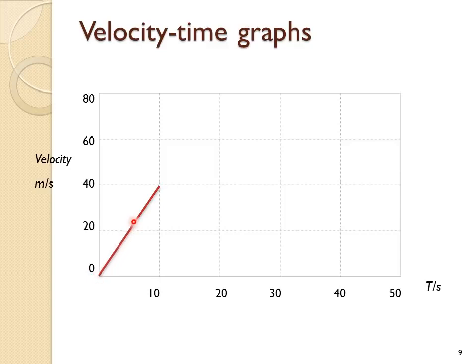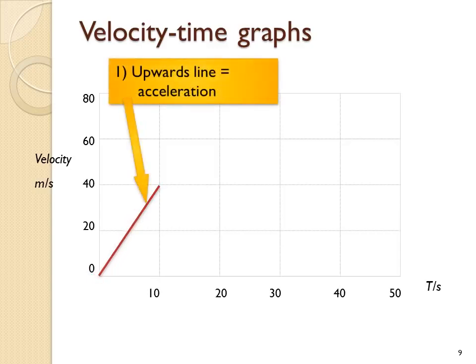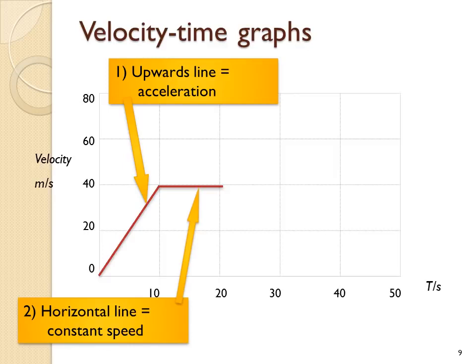In other words, this represents acceleration. A horizontal line keeps the same velocity of 40 meters per second, i.e. it doesn't change its velocity, but is still moving. So it represents a constant speed.